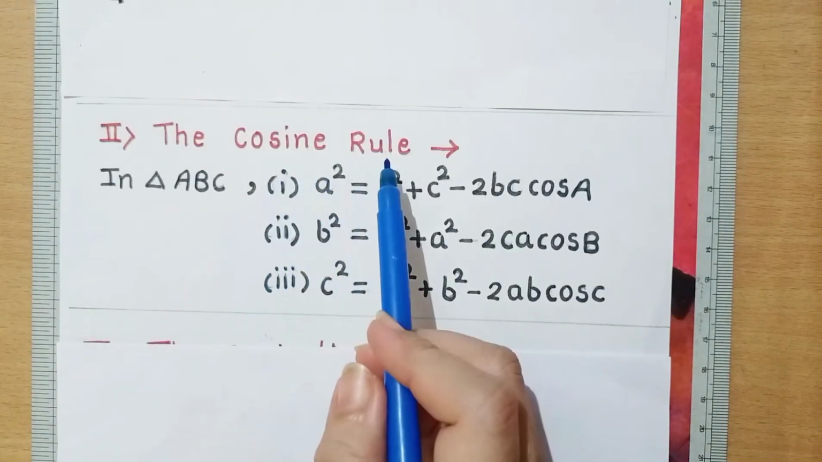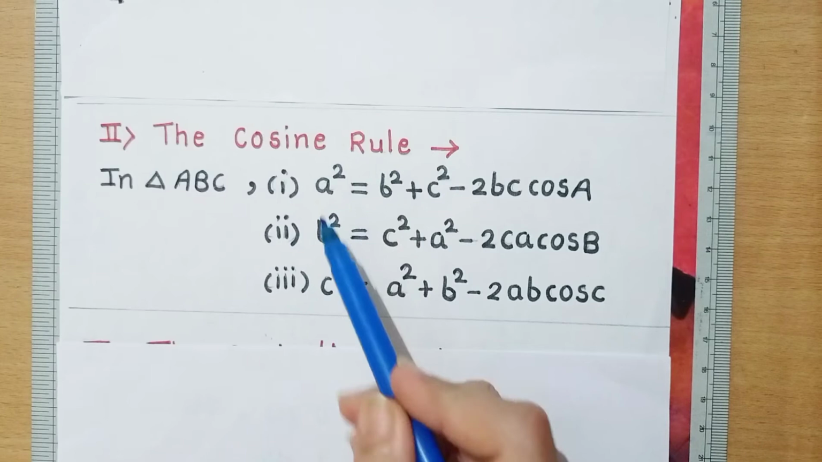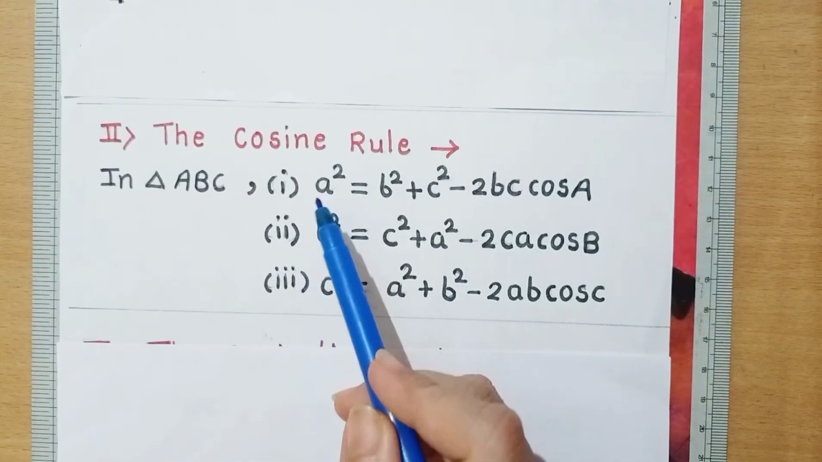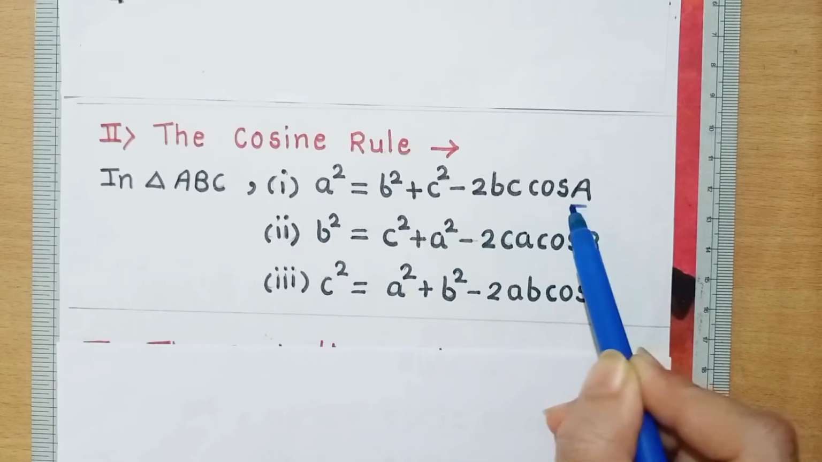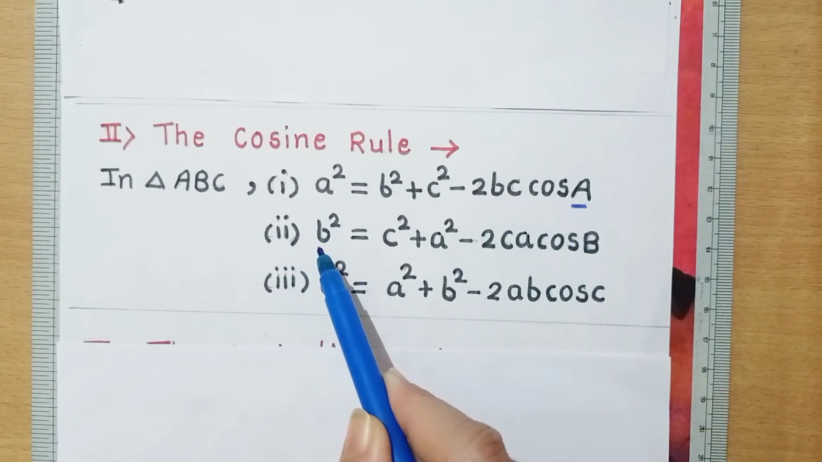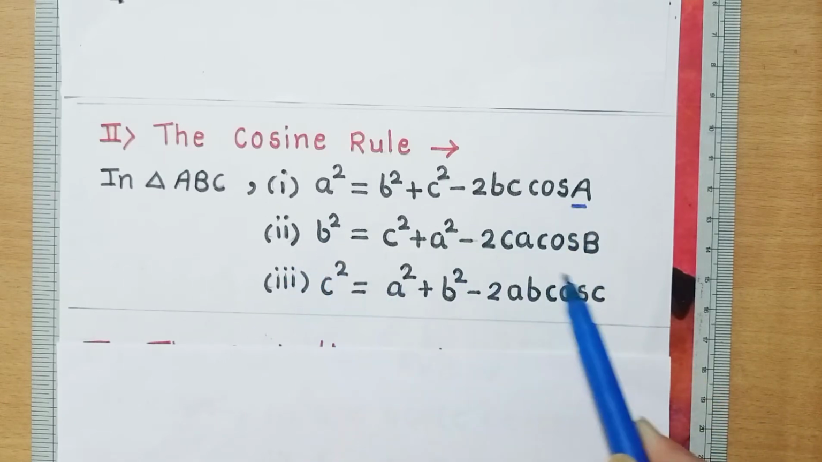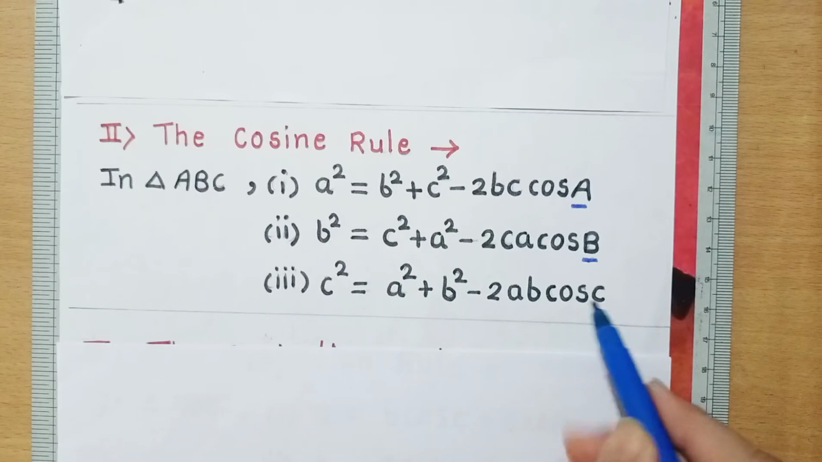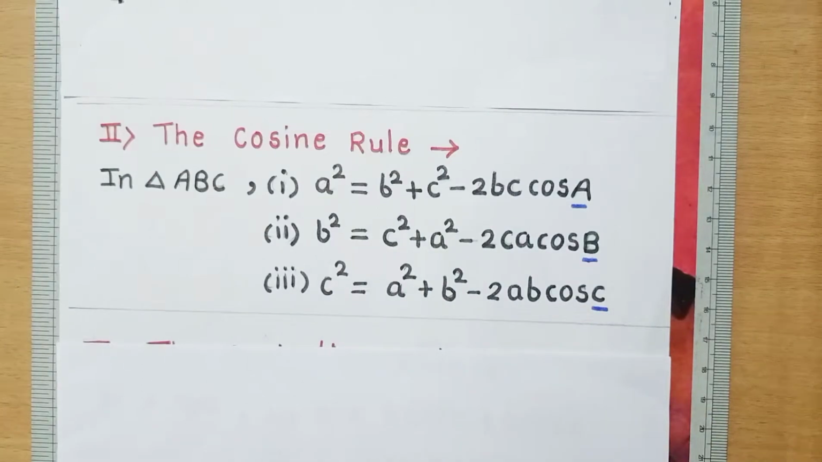Second rule is cosine rule, and here we will use these three formulae. First formula starting from a square, and here angle is capital A. Second formula starting from b square, here angle capital B is there. And third formula starting from c square, and here capital C is the angle.